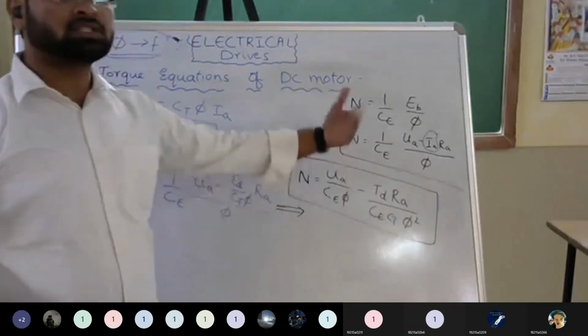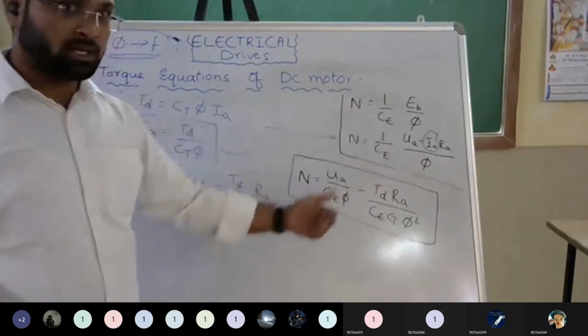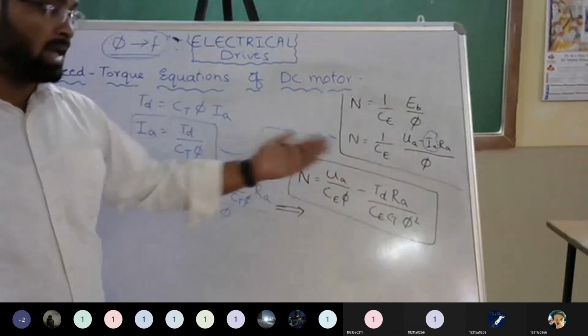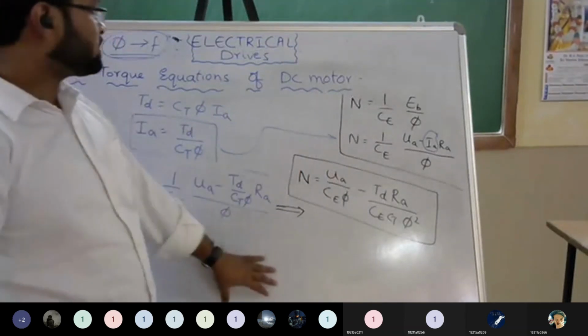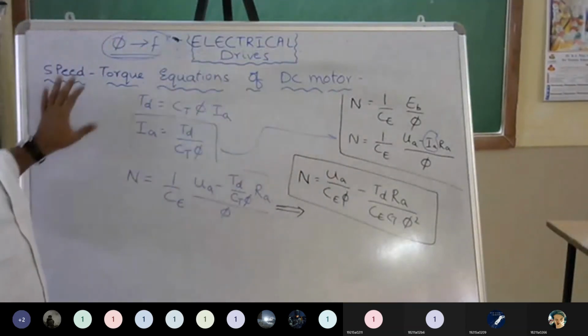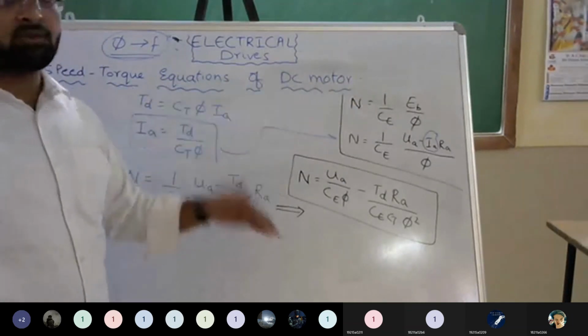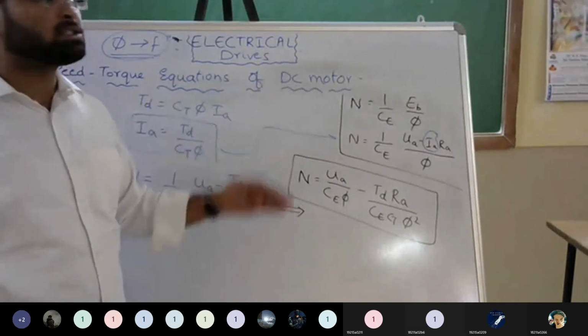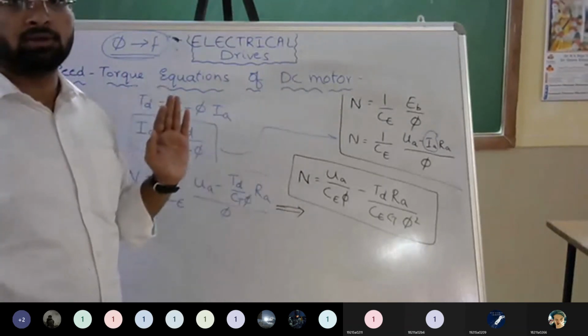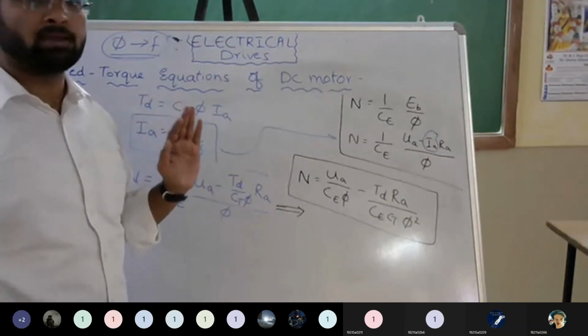If you go with the series motor, the characteristics are different. If you go with the shunt motor, the characteristics are different. So in this class, we discussed the speed and torque equations of the DC motor. In the next class, we will discuss the characteristics of the three motors. Okay, is that clear?